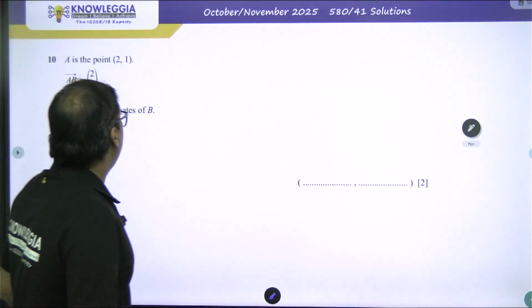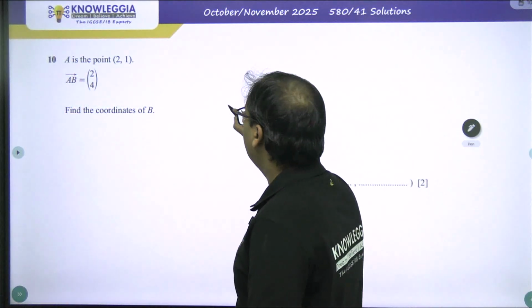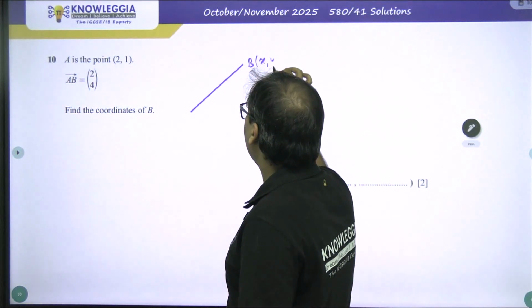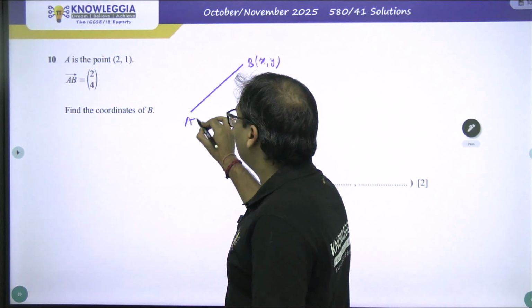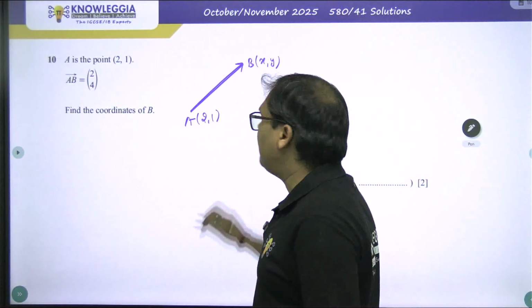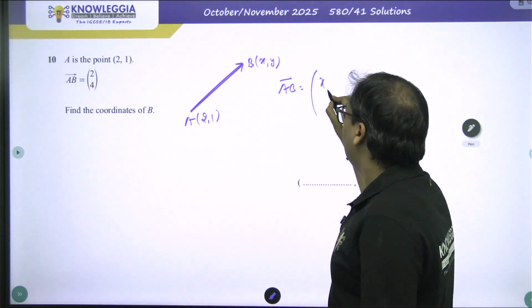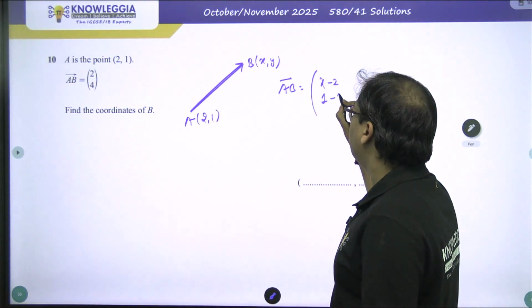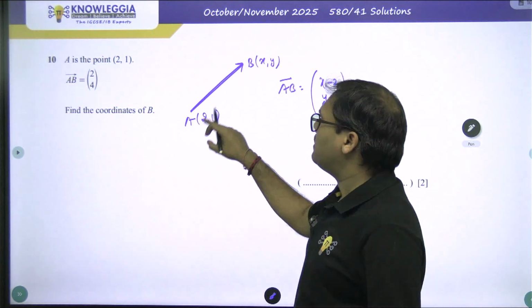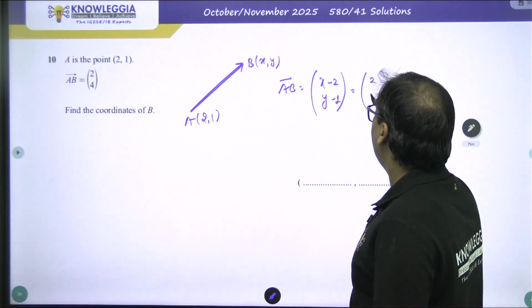Next question. A is a point 2 comma 1. AB vector is given to you. You have to find the coordinate of B. So let's say this is B, x comma y, and this is A, which is 2 comma 1. Then AB vector is this. So what is AB vector? AB vector is equal to x minus 2 and y minus 1. That is this minus this. And this is given to you. What is this? This is 2 and 4.